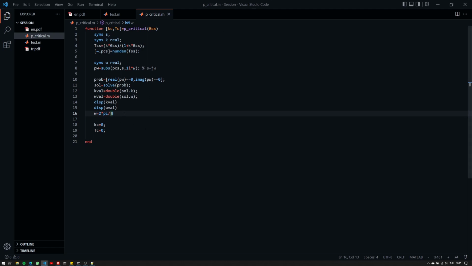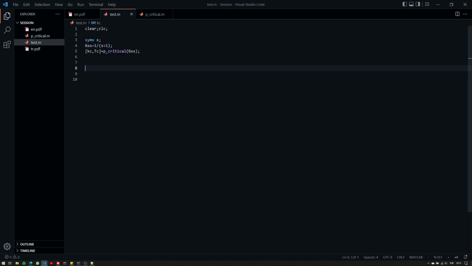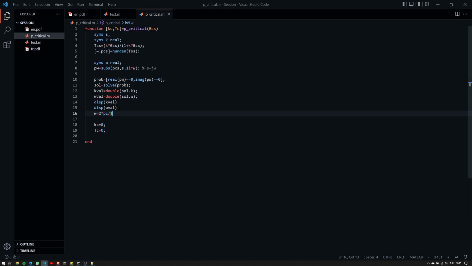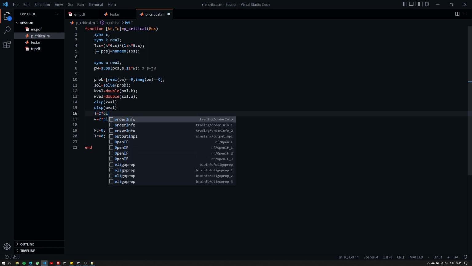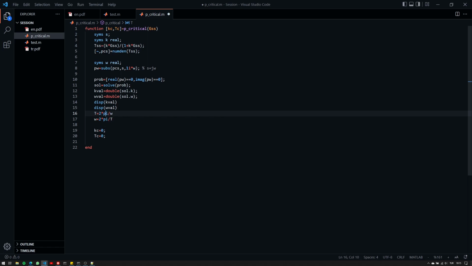Now this is an important point. If we have a first order transfer function like this, then we can go ahead and directly use t equals 2 times pi divided by omega. So this is pi. Am I correct? I guess so. So it is possible, and let me assign tc to that, and let me assign kc to kval at this point. So now we're good.